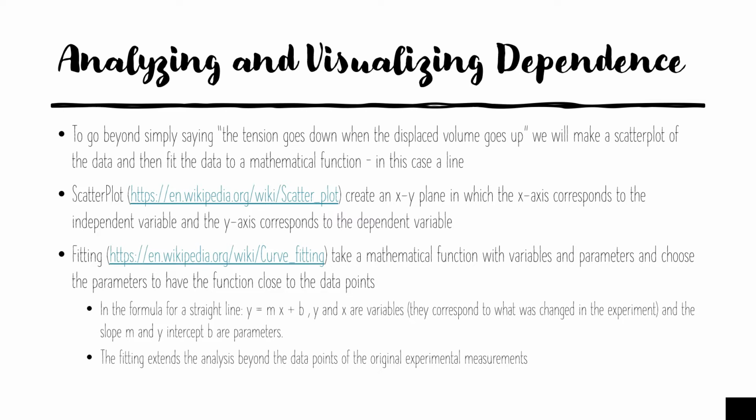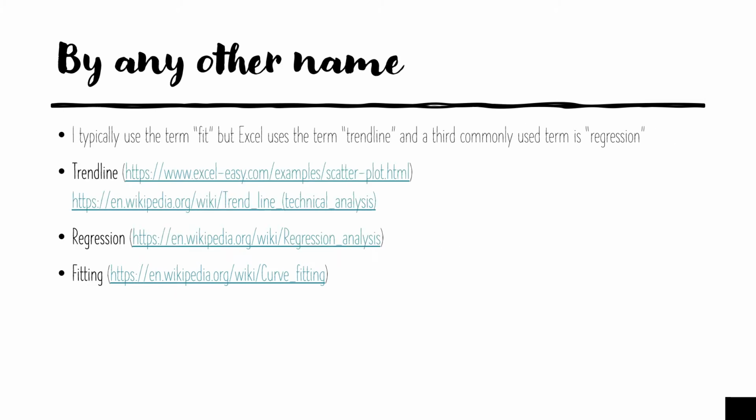Then when we have this fitting result, we will be able to go beyond the data points that we actually measured. We just want to note here some overlapping terminology. This mathematical modeling of the data, in Excel, will be called a trendline. This is a term that comes more from the business world. In science, math, and statistics, we'll more often see the terms regression and fitting.